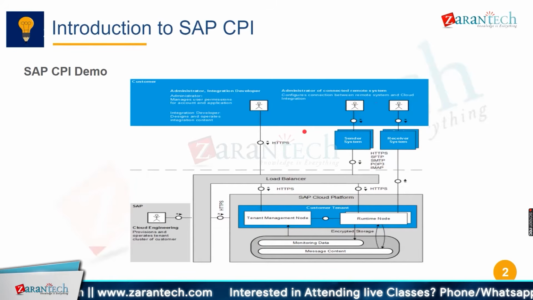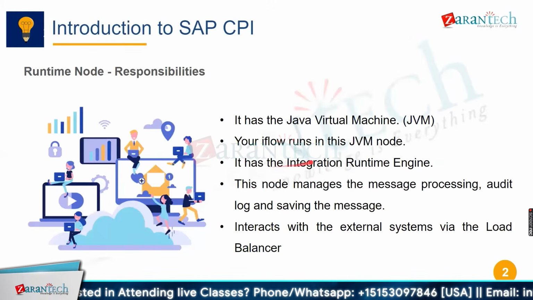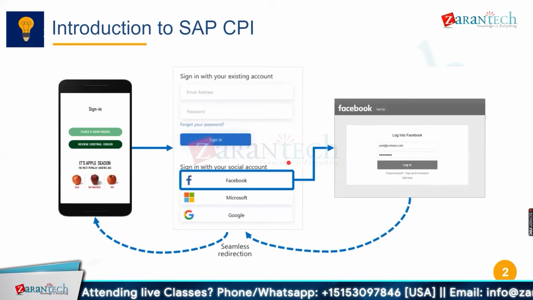Whenever you see any video or something, you will have difficulty understanding, right? But when we go real time, then it's very easy to understand. Now we'll go one more step into SAP CPI. Whenever I log into any application, let's assume I want to log into a food application. What happens here? You can see Facebook. Either you can log in through Facebook or Microsoft or Google. Correct?